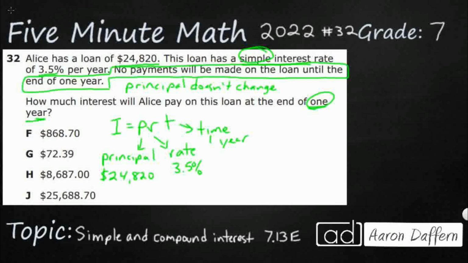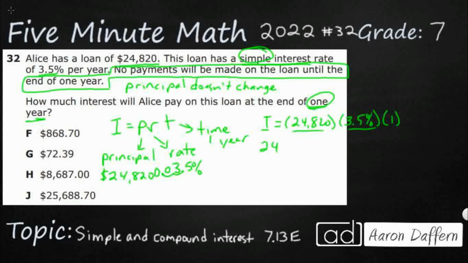So if we want to set it up right, interest is going to equal 24,820 times 3.5% times 1. But we don't need that because anything times 1 is itself. So let's change this 3.5% into a decimal and let's get multiplying. We take our decimal point and move it over once, twice to the left. So 3.5% is the same as 0.035. And that's what we need to multiply.